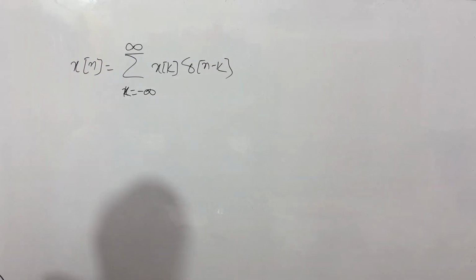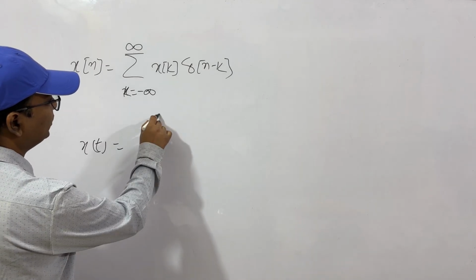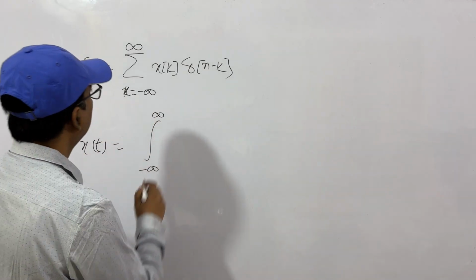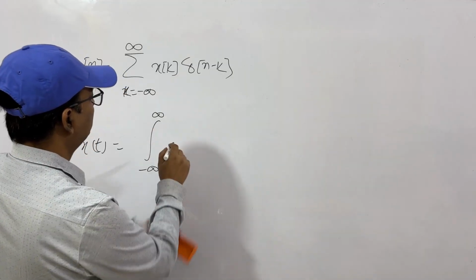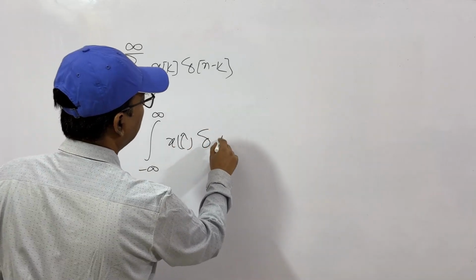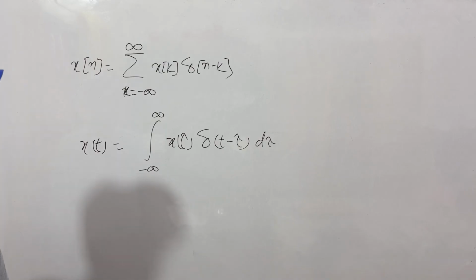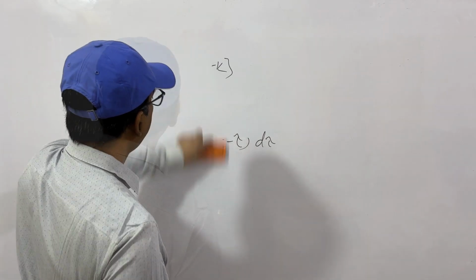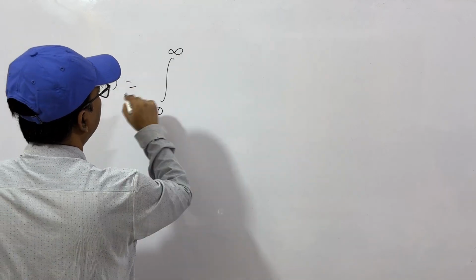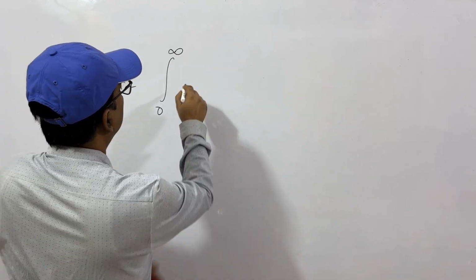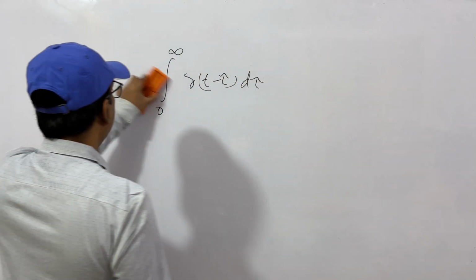This you know. Similarly, in case of continuous time signals, x(t) is given as the integration from minus infinity to infinity. The way we use k here, we use tau. So it is like this, x(tau) delta(t minus tau) d tau. So in this way, we can express u(t) as integrating the impulse function delta(t minus tau) d tau.